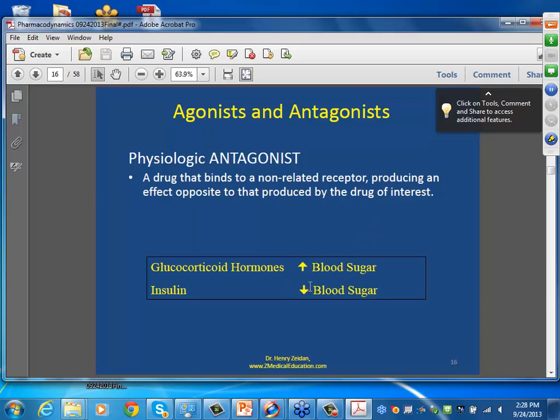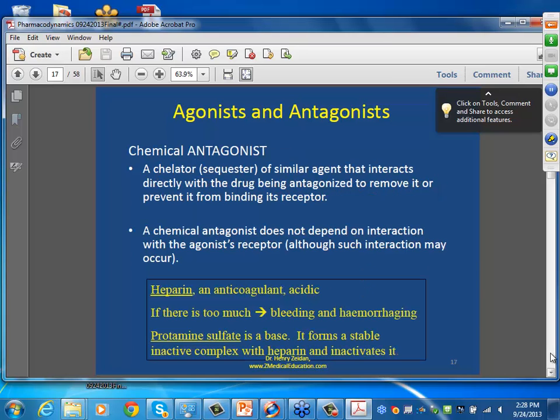Glucocorticoid hormones tend to raise blood sugar. Insulin will tend to lower blood sugar. So that's a physiological antagonist. With a chemical antagonist, we stated the function of a chelator that tends to trap heavy metal, interacting directly with the drug being antagonized to remove it or to prevent it from binding to the receptor. So this is an actual chemical effect. Examples for a chemical antagonist.